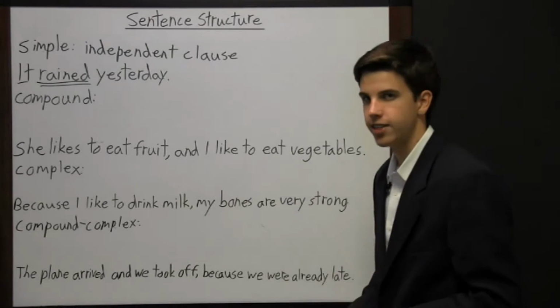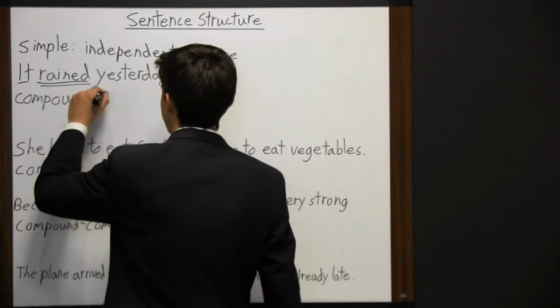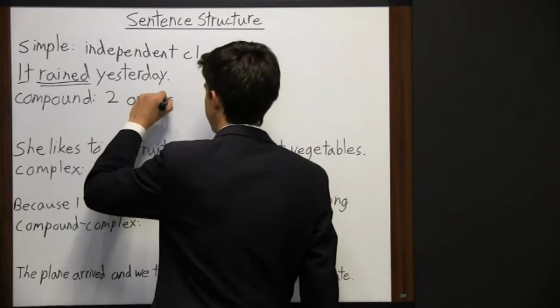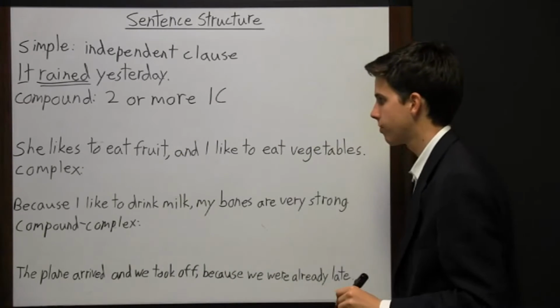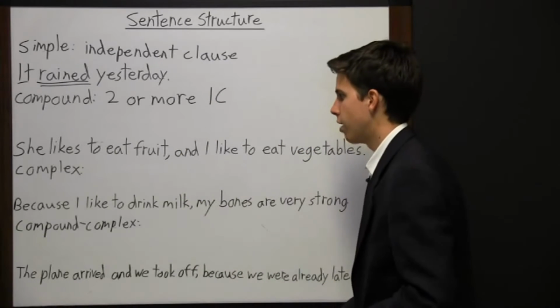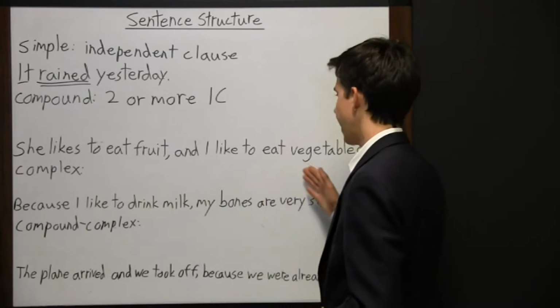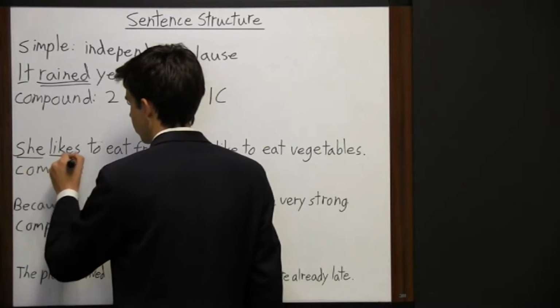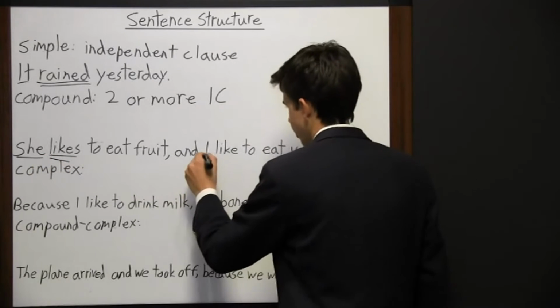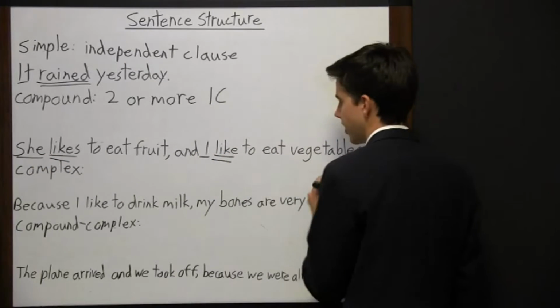Now, a compound sentence is made up of two or more independent clauses. And I'm just going to write here IC for independent clause. And so an example of a compound sentence is she likes to eat fruit and I like to eat vegetables. So notice here that we have a subject and a verb. She likes to eat fruit, and a subject and a verb. I like to eat vegetables.